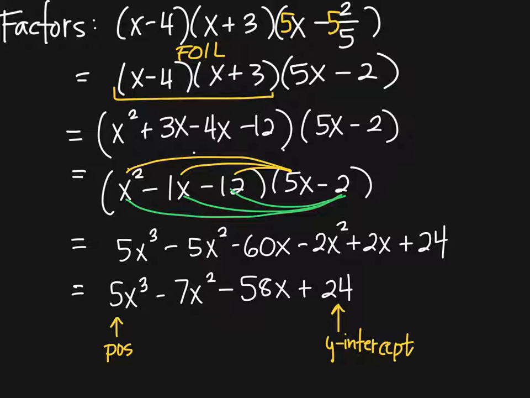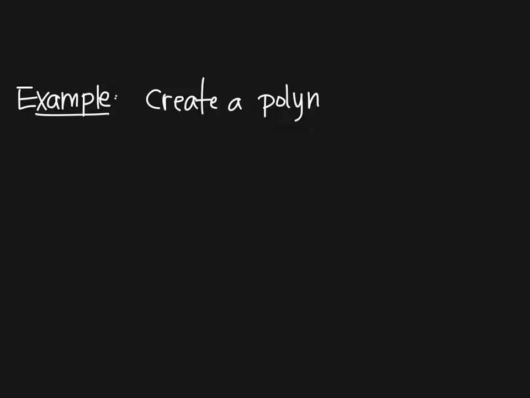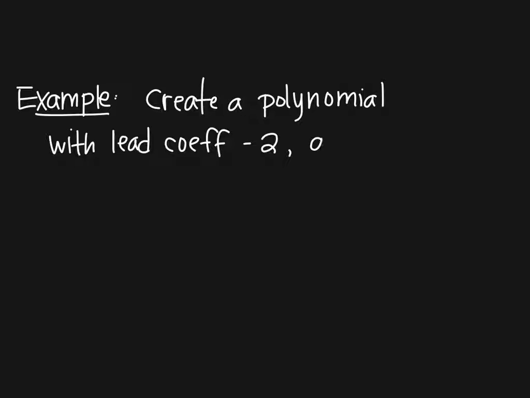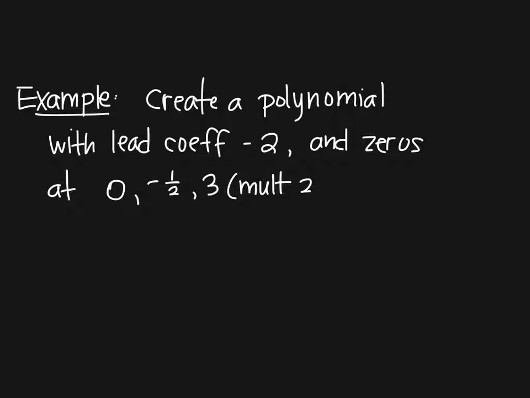All right, let's try another one. Create a polynomial with lead coefficient negative 2 and zeros at 0, negative 1/2, and 3, multiplicity 2.